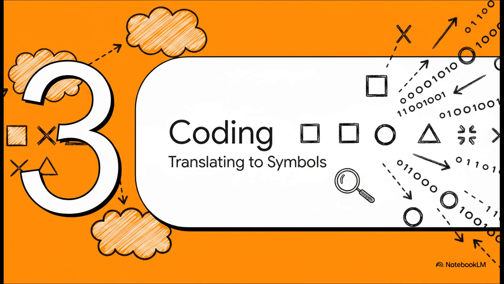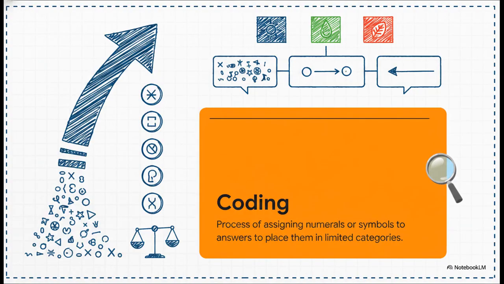Step 3, coding. Translating to symbols. Okay, now that our data is nicely edited, we have to translate all that messy human language into a universal, machine-readable format. That's what coding is. It assigns numbers or symbols to answers. So you might distill 100 different variations of someone saying, "I strongly agree," into just a simple metric, like a 5. But to keep this academically rigorous, these categories have to follow strict rules.